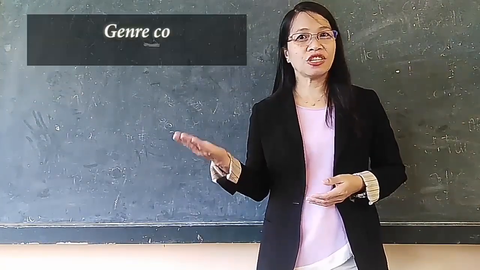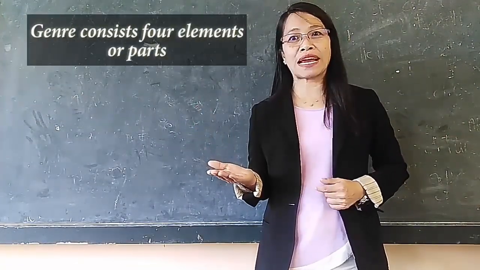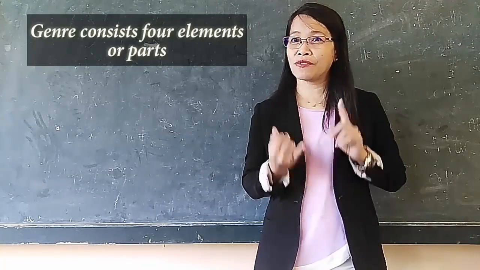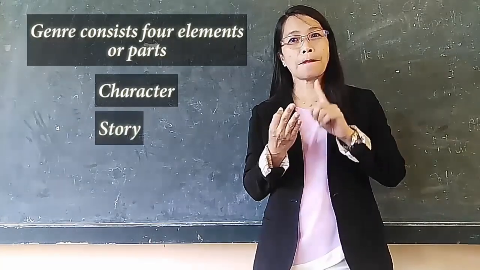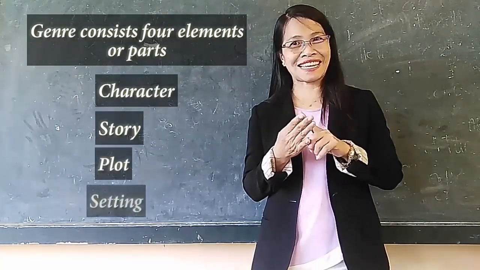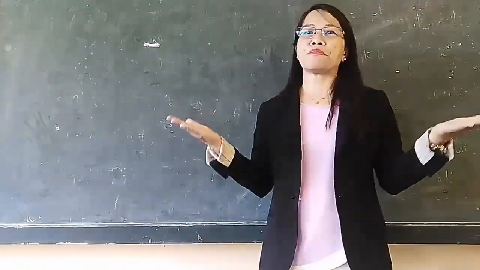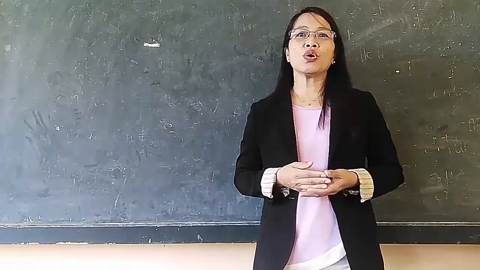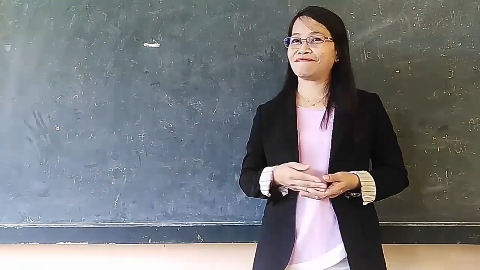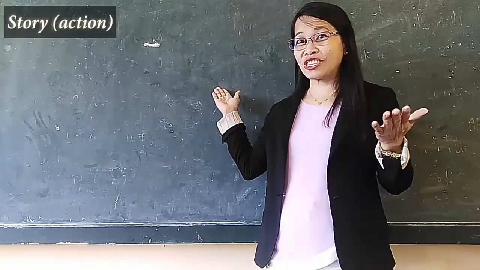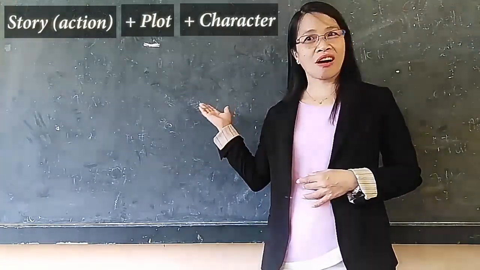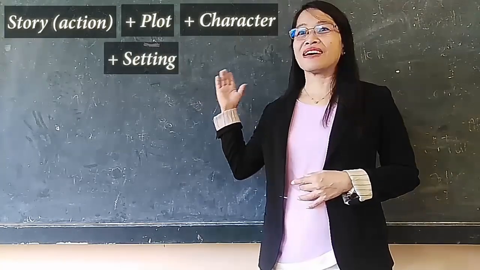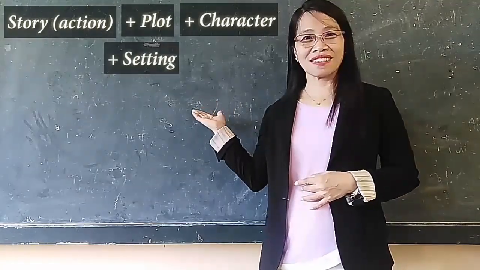In addition, genre consists of four elements or parts. We have character, story, plot, setting. To easily remember the elements of genre, we will have this equation. Story or the action plus plot plus character plus setting equals genre.